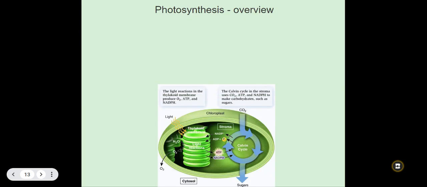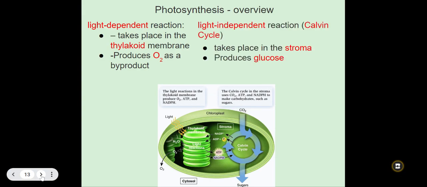All right, so photosynthesis overview. Let me put these up here and we'll talk through it. Photosynthesis comes in two parts. Sometimes we call it the light and the dark reactions. People sometimes get this misconception that the light dependent reaction only happens in the light and the dark reaction only happens in the dark.